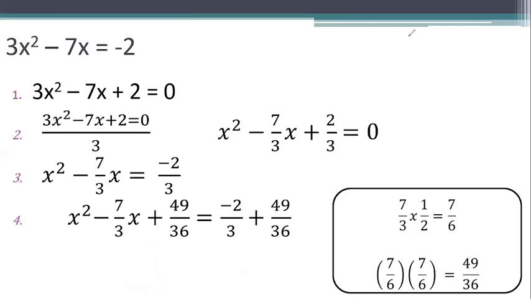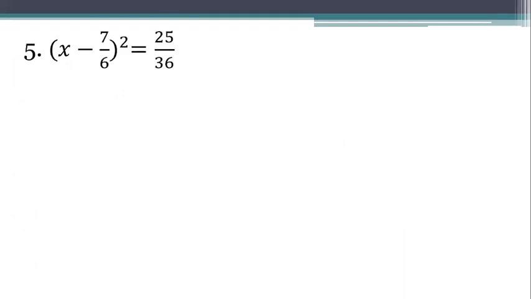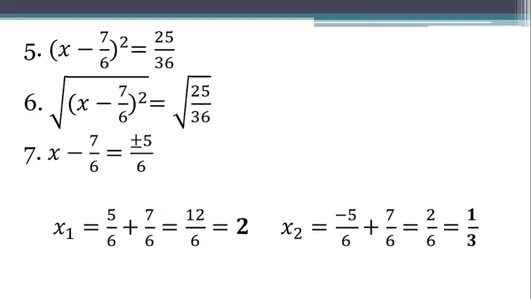So let's proceed. We have x minus 7 over 6 squared equals 25 over 36. Get the square root of both sides. That becomes x minus 7 over 6. The square root of 25 over 36 is positive and negative 5 over 6. So we need to transpose our 7 over 6 to get the value of x. That becomes 5 over 6, the positive, plus 7 over 6.